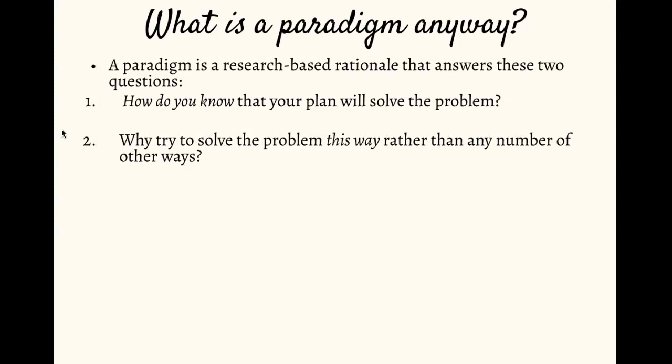And two, why try to solve the problem this way, the way you've chosen in your plan, rather than any number of other ways? There are going to be thousands of ways in which you can solve a problem, and you'll start to see that once you research. Your goal is to try to find 3, maybe 4 ways that you think are most successful. And then you'll blend them into a hybrid plan of your own. But you need to make sure you're justifying why you're choosing those ways to solve it over the other 100 that exist, if that makes sense.